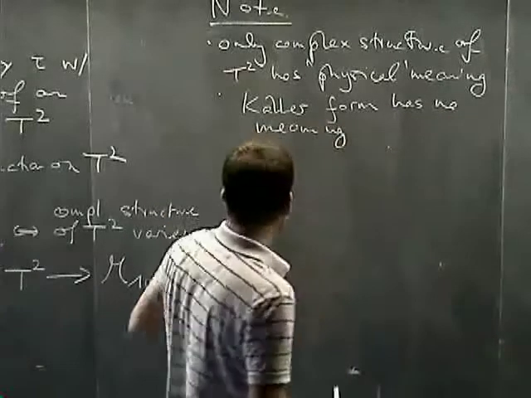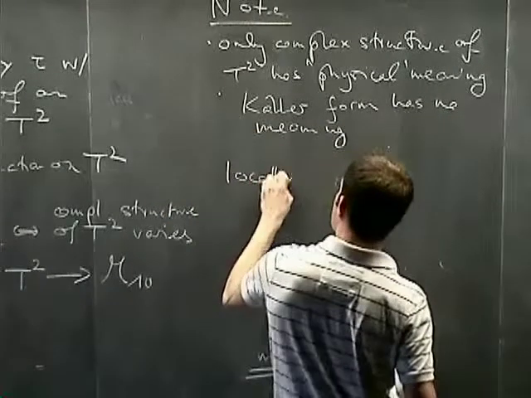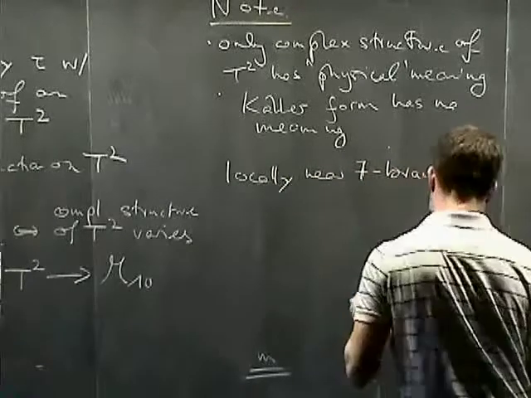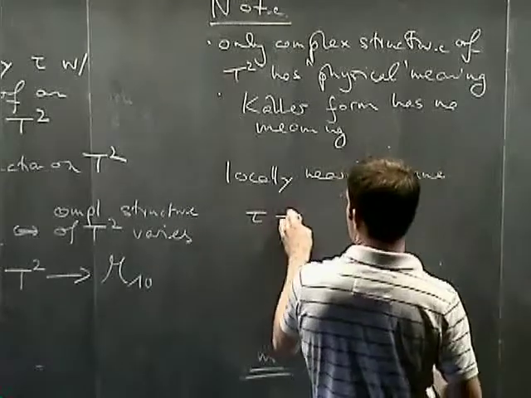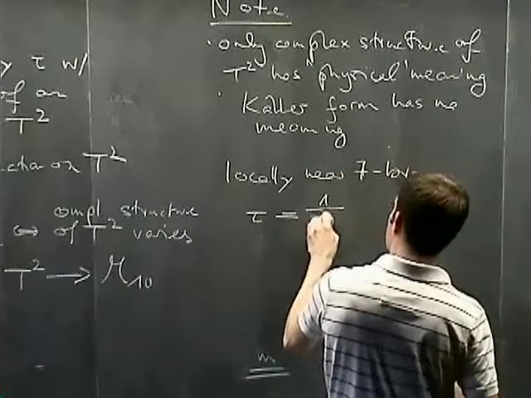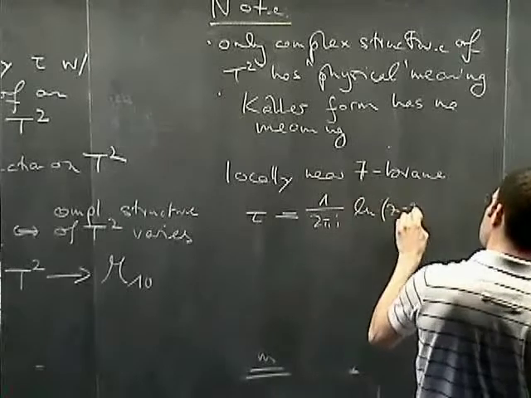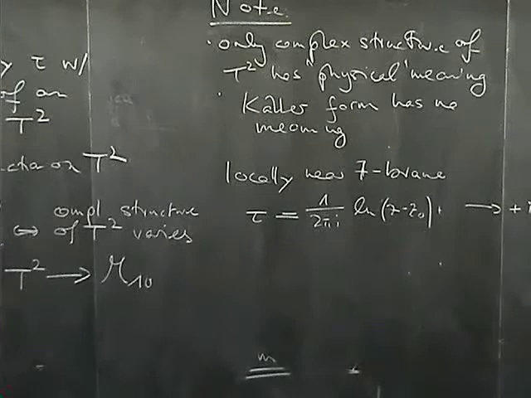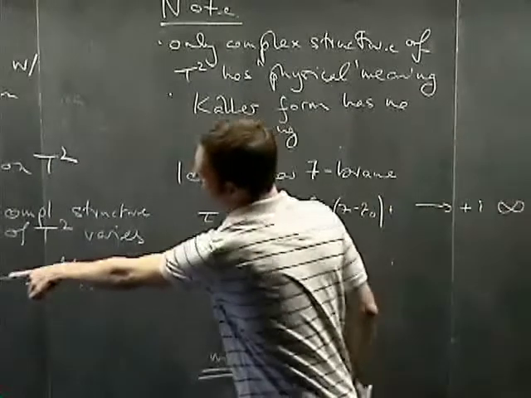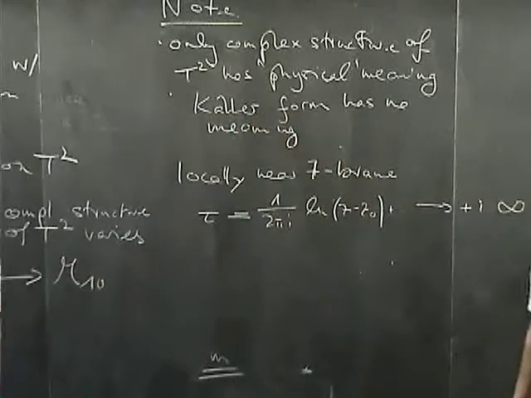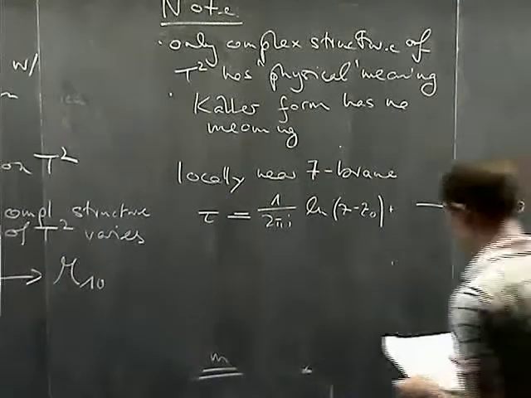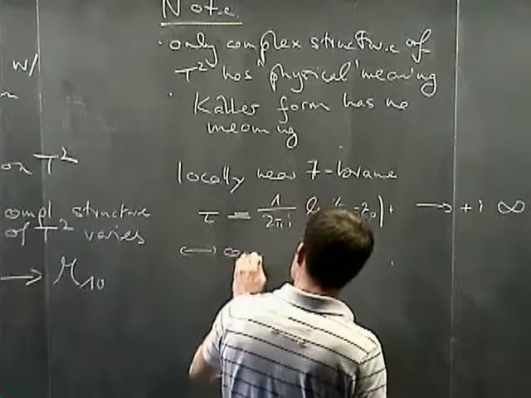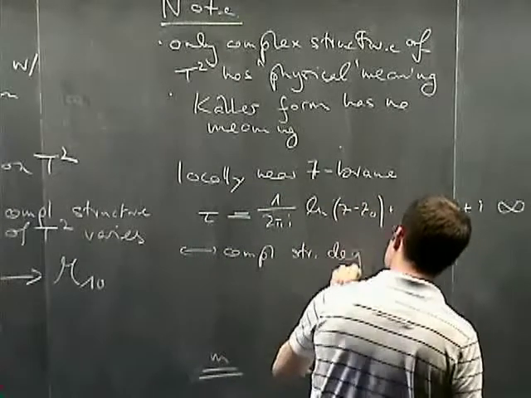So what happens? Locally, near the D7 brane, the axio-dilaton tau, which is like 1 over 2 pi i ln(z minus z0) plus stuff, goes to plus i infinity. So this means the complex structure of this torus diverges, or the torus itself somewhat degenerates. So the complex structure degenerates.